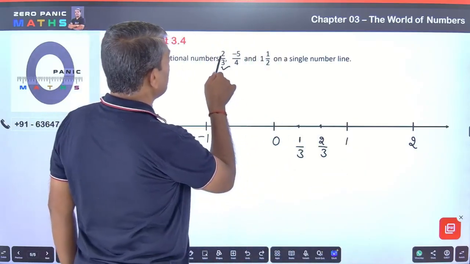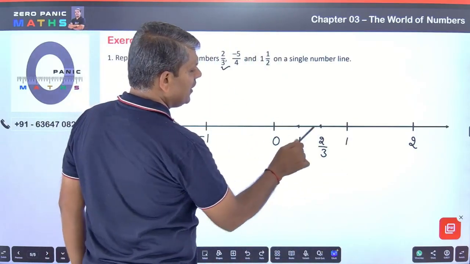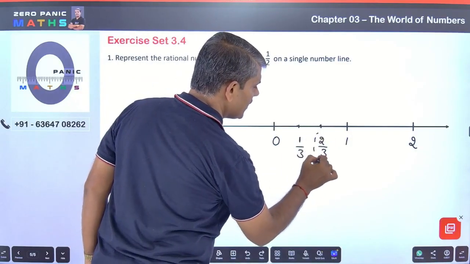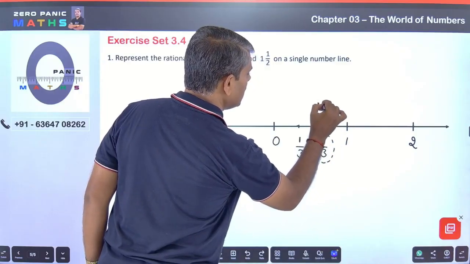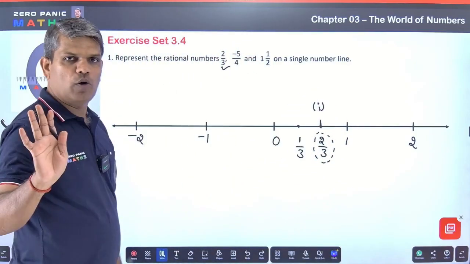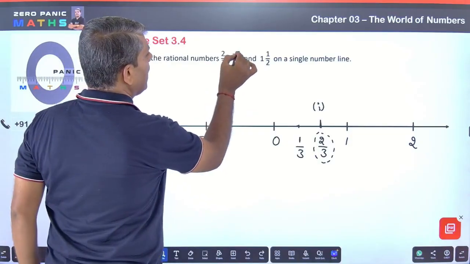Okay, now what is this? 2 by 3. See, this is that point, 2 by 3, that you are representing. This is the first number. Hope you understood this. Now -5 by 4.